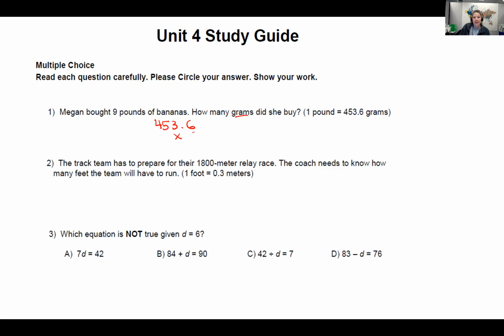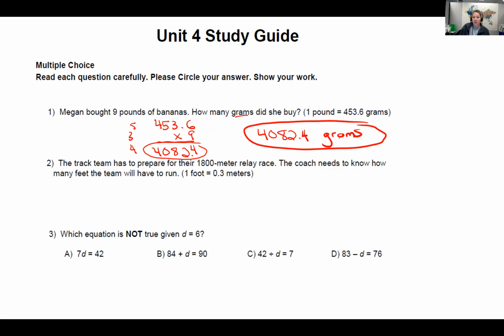453.6 times 9. 6 times 9 is 54. Carry the 5. 5 times 3 is 27, plus 5 is 32. Carry the 3. 9 times 5 is 45, plus 3 is 48. Carry the 4. 9 times 4 is 36, 37, 38, 39, 40. And we have one number behind the decimal. So our answer is 4,082 and 4/10 grams.